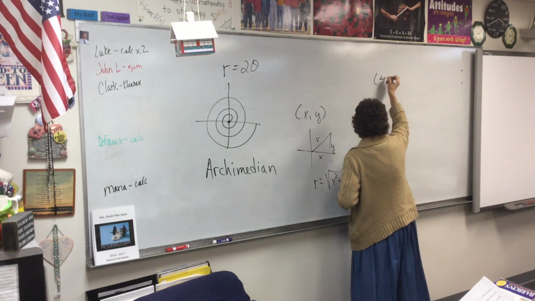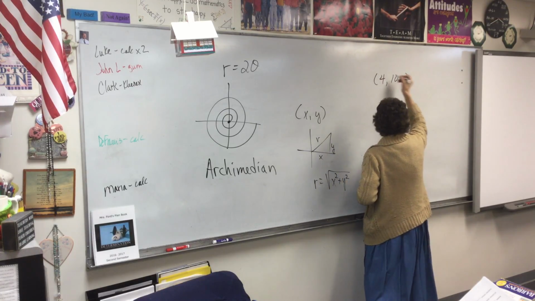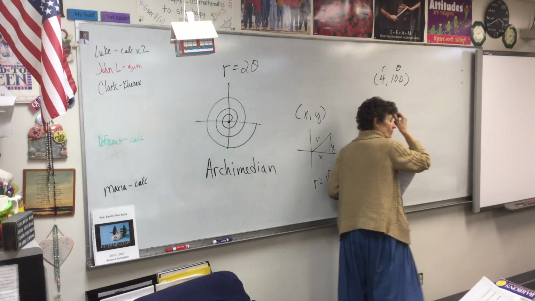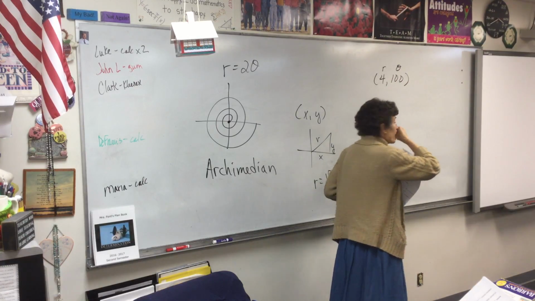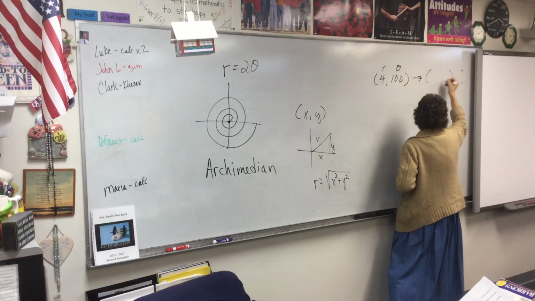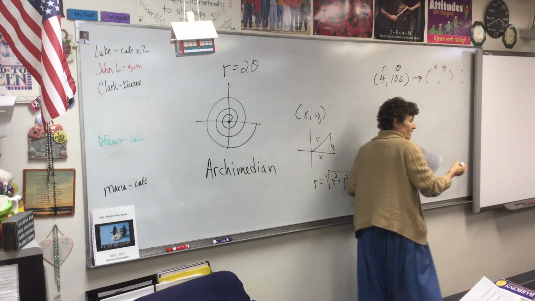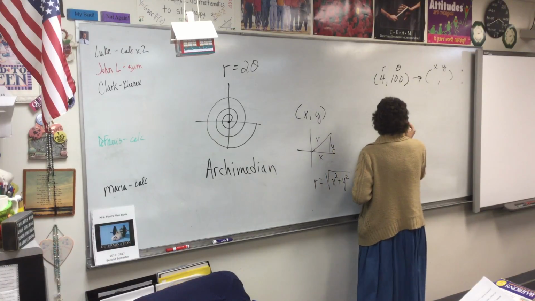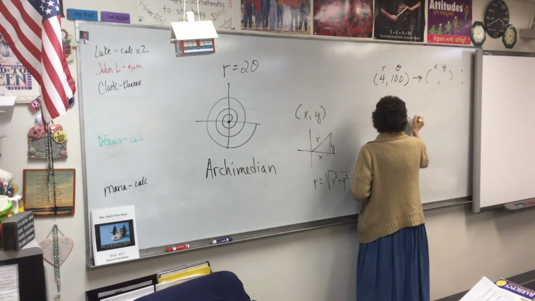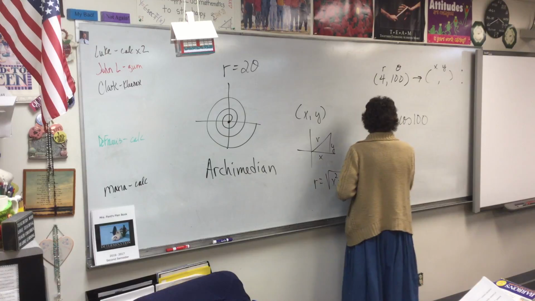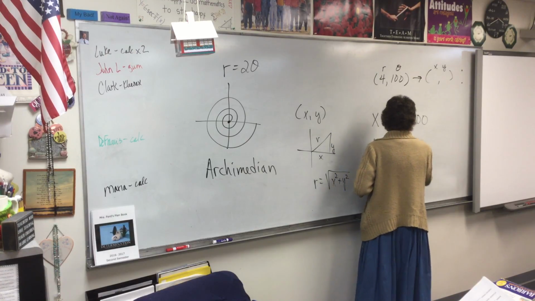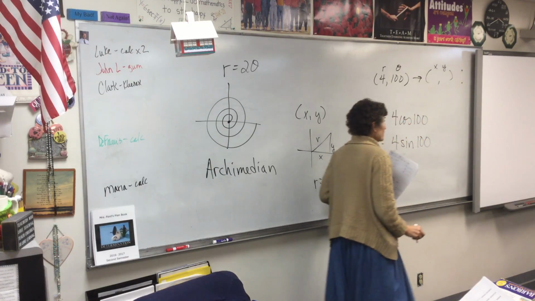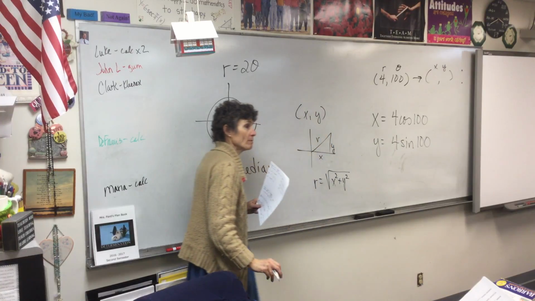Okay, now wait a minute. So 4, 100 is r and theta, right? And we want to change that into x and... So put x equals r. Exactly, Brenton. X equals r cosine theta and y equals r sine theta. This is all review. These are things we've talked about before.